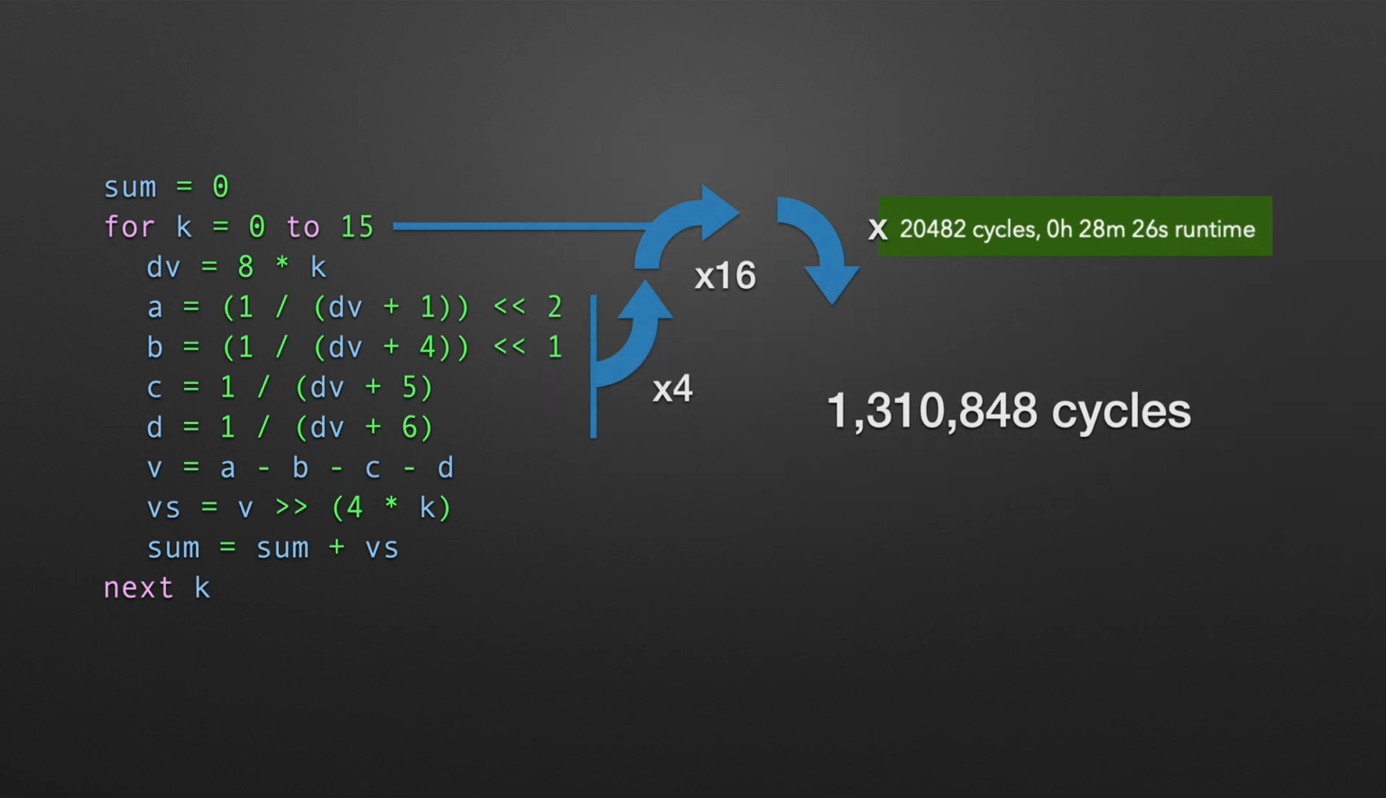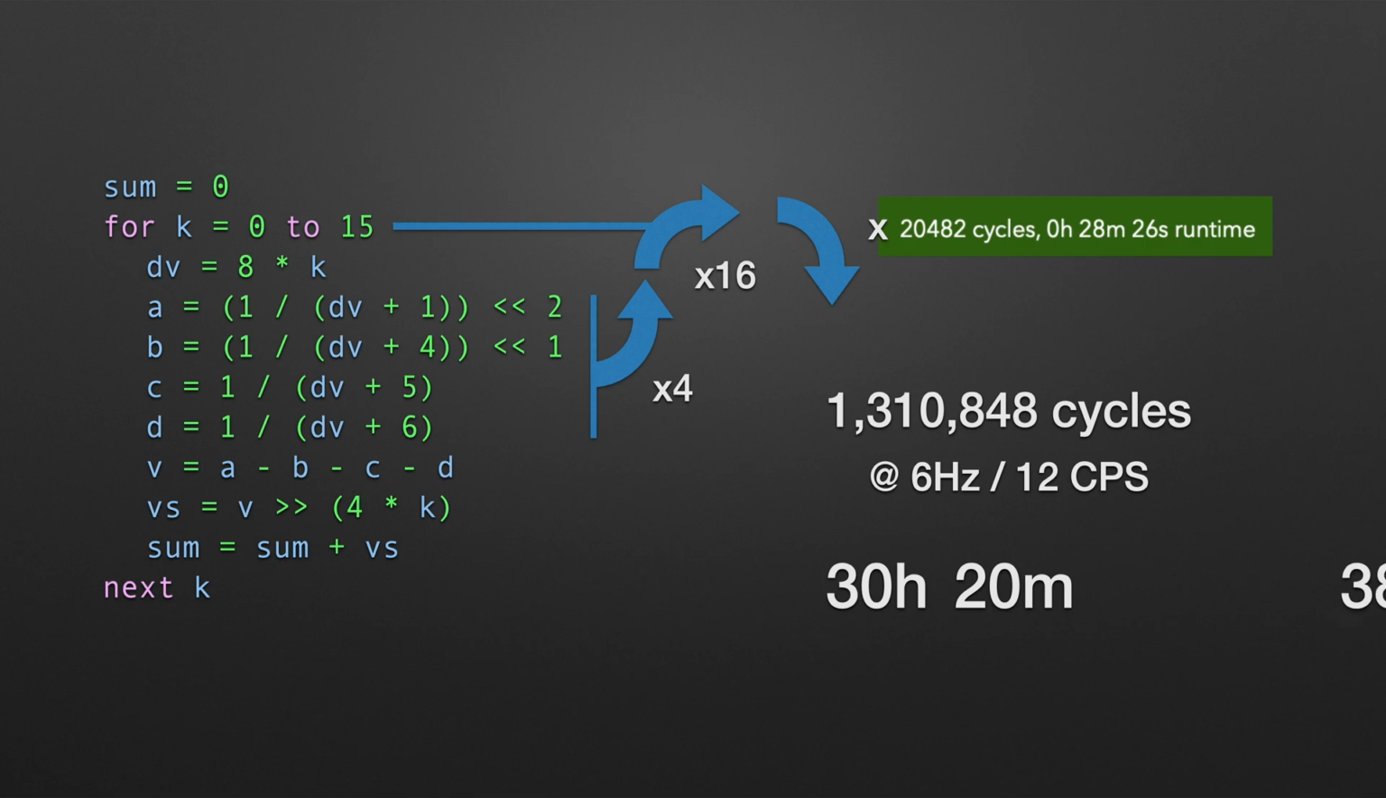so adding all that together, we're looking at 1,310,848 cycles. How quickly we can chomp through that is pretty much a function of clock speed, but let's assume the default of 6 Hz, which is equivalent to 12 cycles per second, and so taking all of that together, the 64 long reciprocals, and our minimum total runtime would be 30 hours, 20 minutes, and 38 seconds. Definitely room for improvement then.